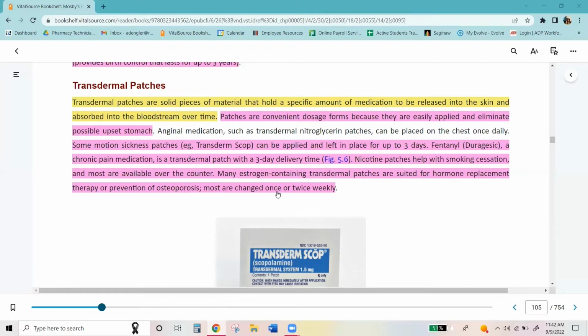Fentanyl, the brand name is Duragesic. It's a chronic pain medication that has a transdermal patch with a 3-day, 72-hour delivery time. Nicotine patches that help with smoking cessation are mostly available over the counter. You will see prescriptions for those in the pharmacy. Sometimes they're covered. Most of the time, if they have Medicaid, they are. Many estrogen-containing transdermal patches are suited for hormone replacement therapy, prevention of osteoporosis, and most of those are changed once or twice a week.